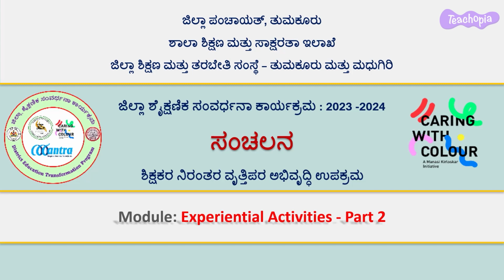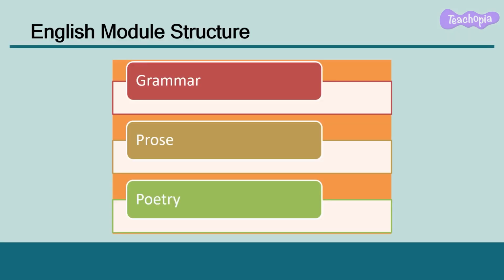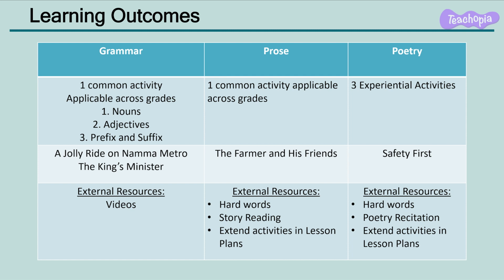The part 2 is a continuation of our previous module, which is Experiential Activities. In this module, we are going to go through 3 major segments, beginning with grammar, then prose, and then poetry. Each segment will take us through an experiential learning activity that can be used in your English language classroom, followed by suggestions on how to extend the activity for different goals and different levels of learners.